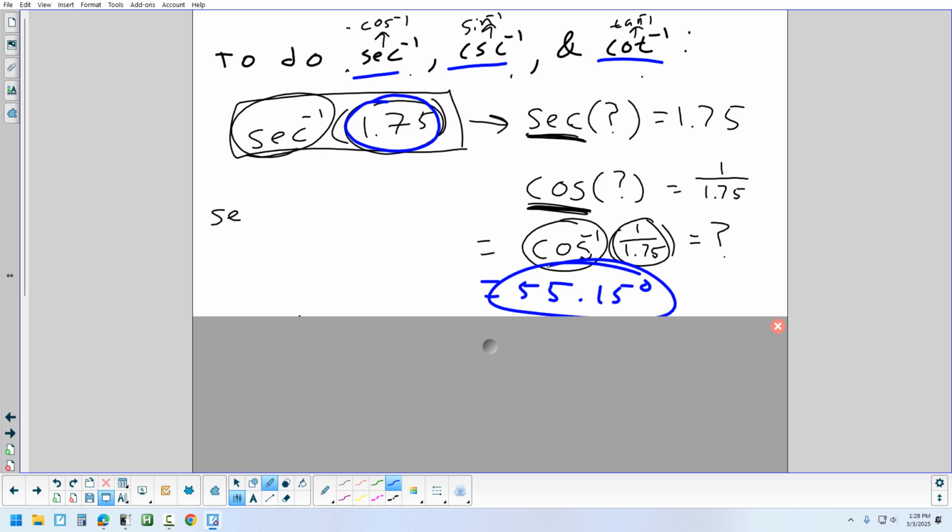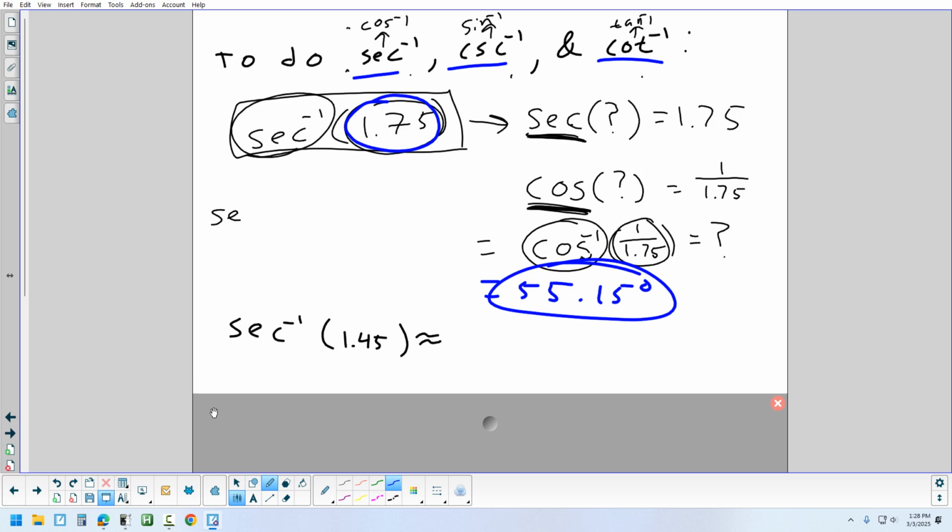Okay, let's try another one of those. Inverse secant of 1.45. So first question you ask yourself, do you have a button for inverse secant? Nope. Then what do we change it to? Cosine. Inverse cosine. So we're going to change it to inverse cosine. And now can we just use the same number? No, we got to flip the number. So flip it.